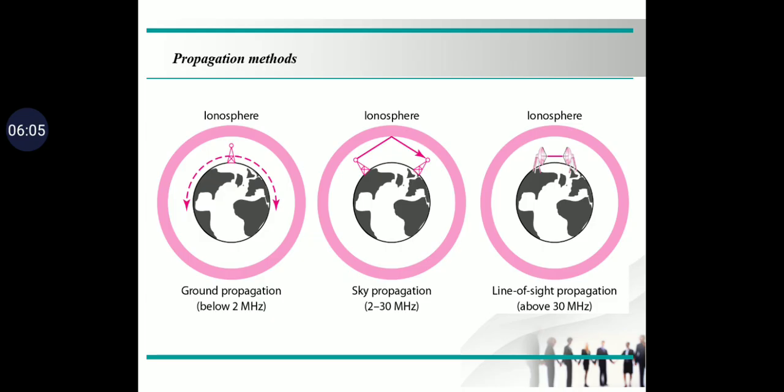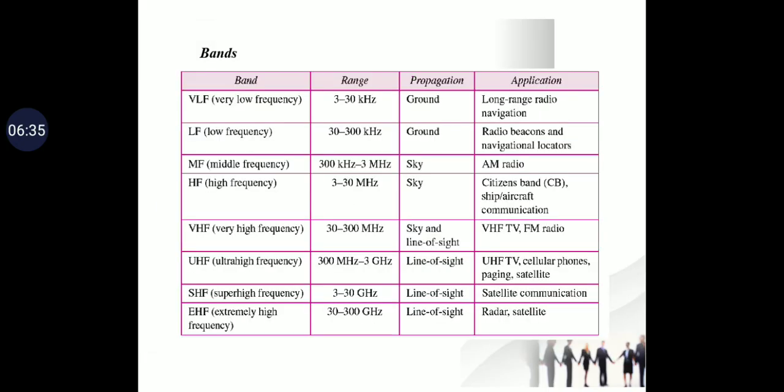And the three propagation methods are: in ground propagation, it will be below 2 megahertz. If it is sky propagation, we are going to transmit through the sky, and it will be in 2 to 30 megahertz. And if it is line of sight propagation, that is if both antennas are in line of sight only, the transmission will happen. So it will be about 30 megahertz.